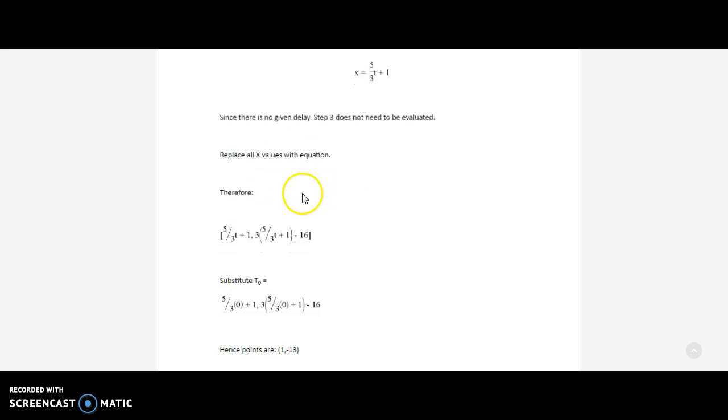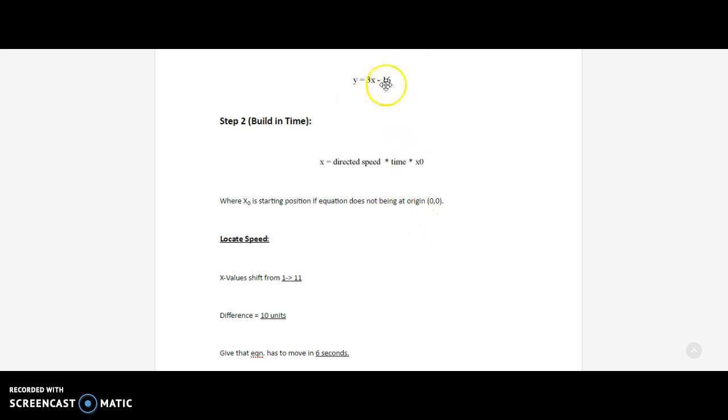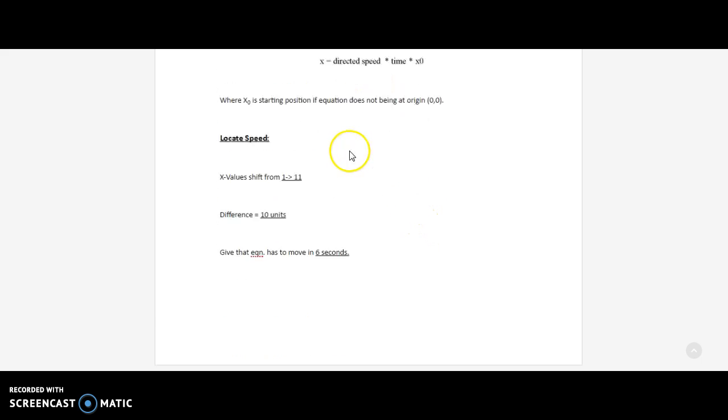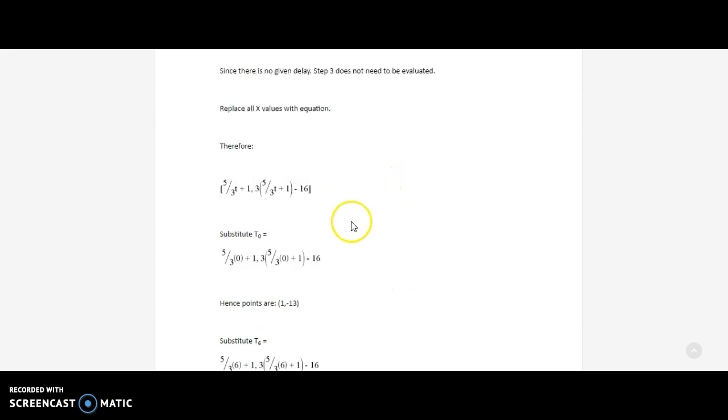Replace all x values with the equation, so we get x equals 5 over 3 t plus 1, and then y equals 3 multiplied by 5 over 3 t plus 1, minus 16. So we just plugged it into our general equation here. Wherever there's x, we plug in this expression, and for y, we do the same.